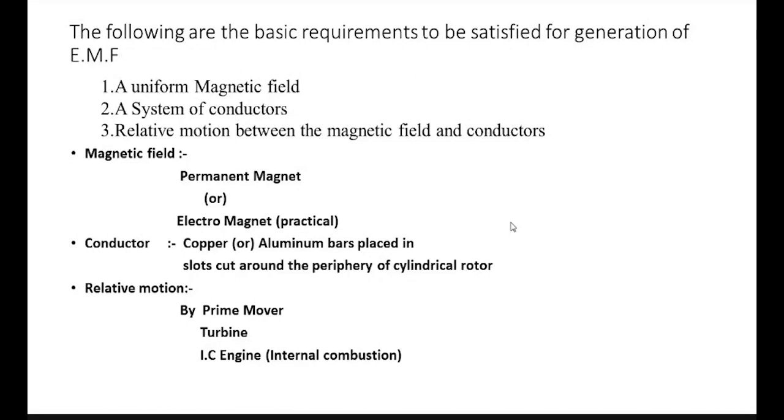The third one is the relative motion between these two things. Either the magnetic field can be rotated or the conductor can be rotated. By means of a prime mover, we can rotate either the field system or the conductor. As the prime mover, a turbine, IC engine, or diesel engine can be employed.